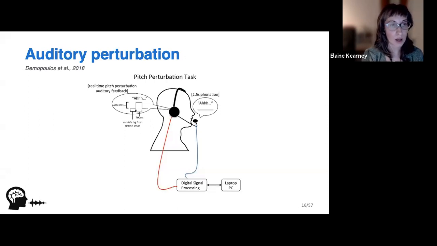Specifically in this example, which I took from Carly Demopoulos and colleagues, the participant is sustaining a vowel sound, and the pitch is being perturbed. So they're hearing the pitch of their vowel at a higher level. And then participants will start to lower their pitch so that what they're hearing in the headphones is closer to what they intended. This paradigm can be used with other acoustic features as well. It could be the speech formants, loudness, spectral features, and so on.